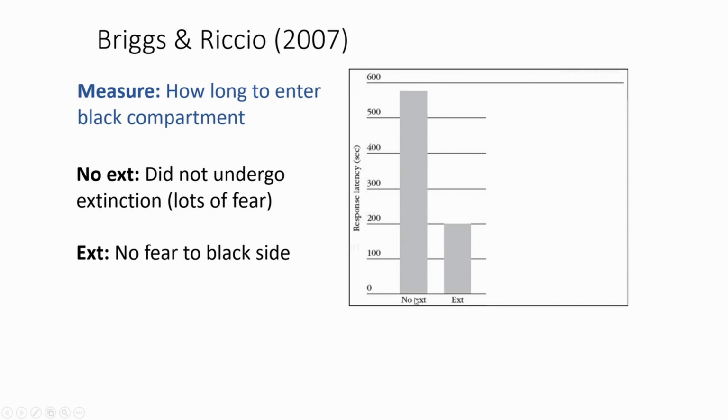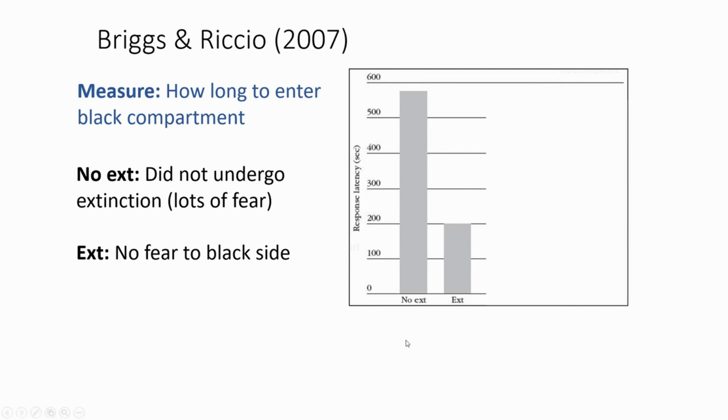So the group that received no extinction training, the group that just got their fear conditioning and was left alone, they showed that they took a very, very long time here. So 600 seconds, and that's actually where they would have timed out. When they hit 600 seconds, the researchers just removed them. So they took them out of the shuttle box and they called that the end of the trial. So most rats in this no extinction procedure just never went to the black side of the shuttle box, and that's why that number is so high.